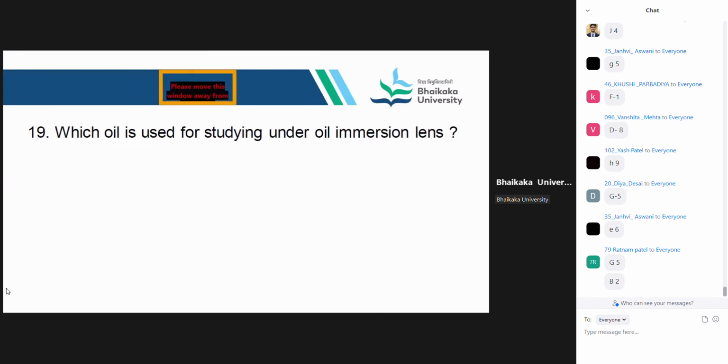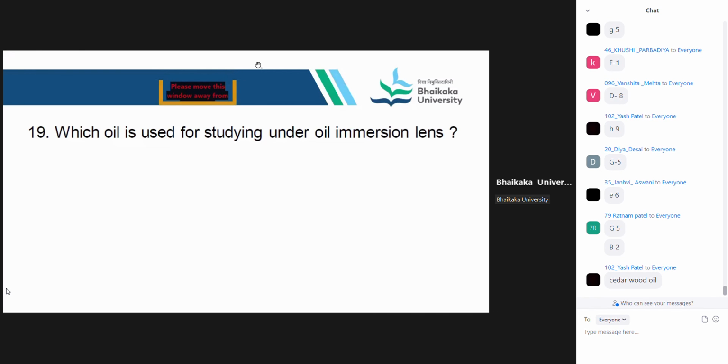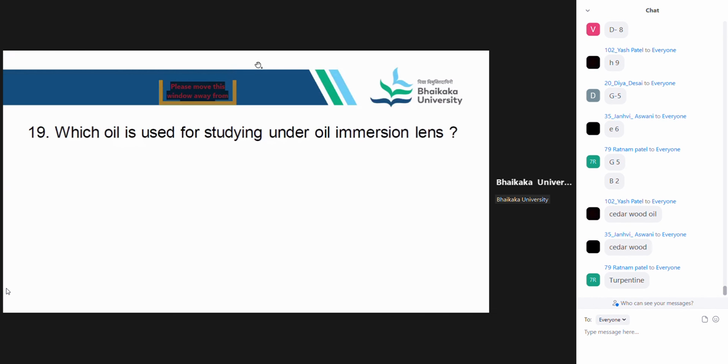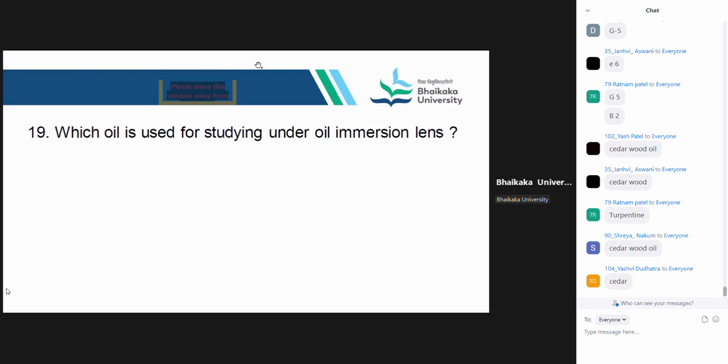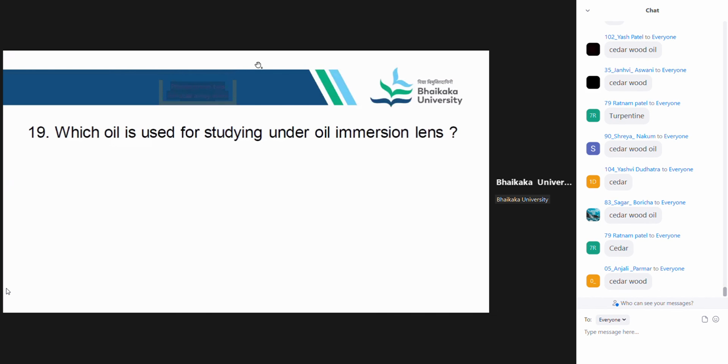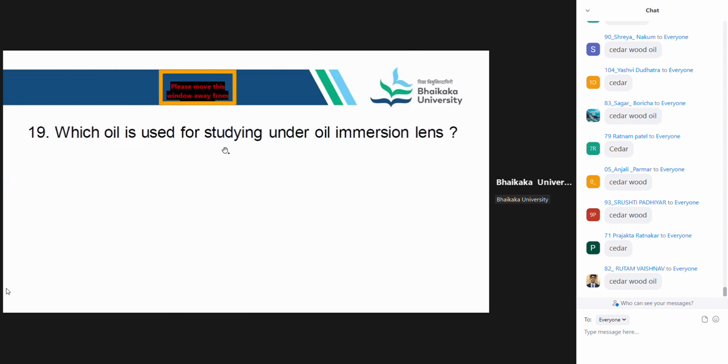Which oil is used for studying under the oil immersion lens? Anybody can put down the answer in the chat box. What oil is used? Yes, the answers are correct. You can use cedar wood oil. But remember, practically, we are not using it in our practical class. It is just the paraffin oil that we are using.